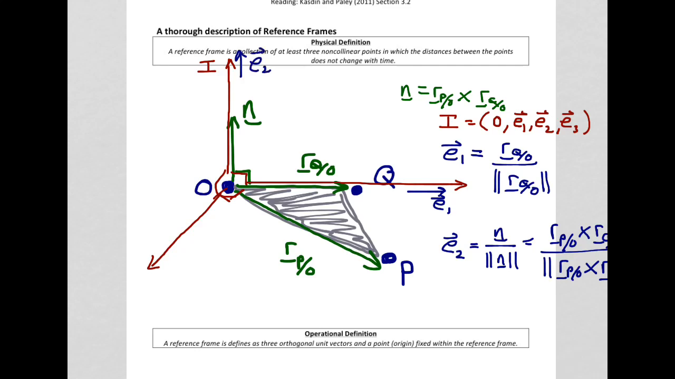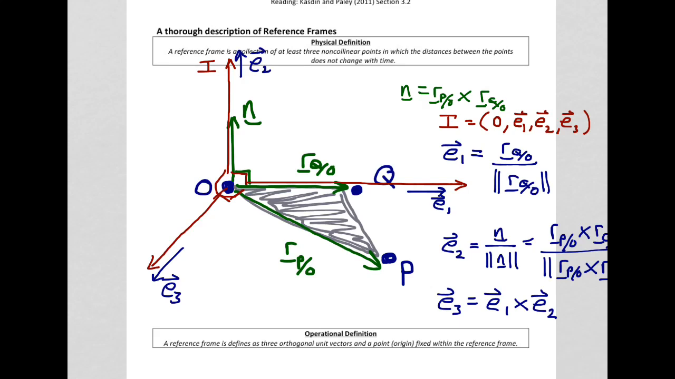And then we've got one more unit vector to get, and that's E sub 3. The easiest way to define E sub 3 is to say that it is E sub 1 cross with the unit vector E sub 2. Let's draw that unit vector on there. And there's our E sub 3. So now we've got three orthogonal unit vectors that are defining our reference frame.